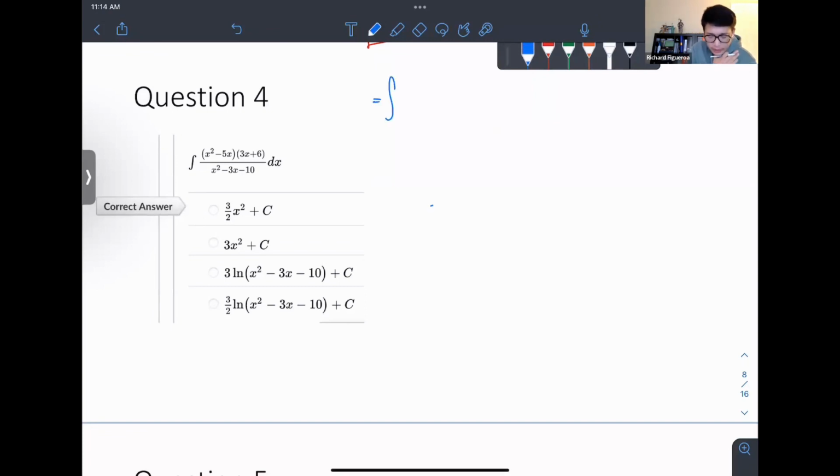For the numerator, we have x squared minus 5x, so x is common. x squared divided by x will be x, and negative 5x divided by x would be negative 5. Similarly, 3x plus 6 is factorable. Something that is common there is 3. 3x divided by 3 is x, then 6 divided by 3 is 2. So x plus 2.